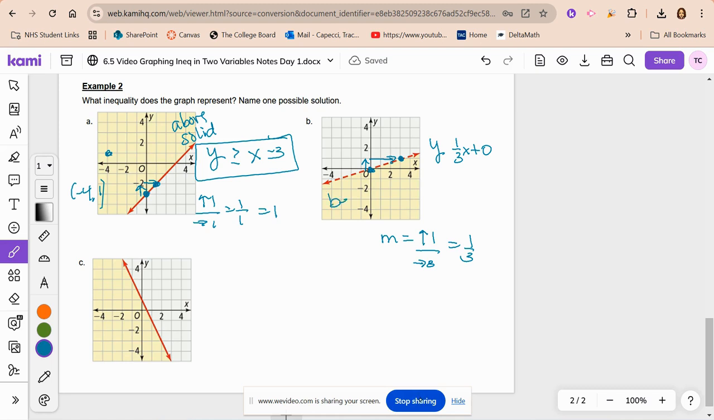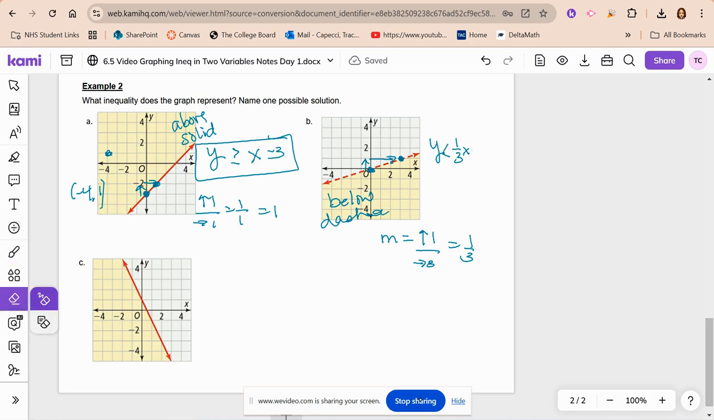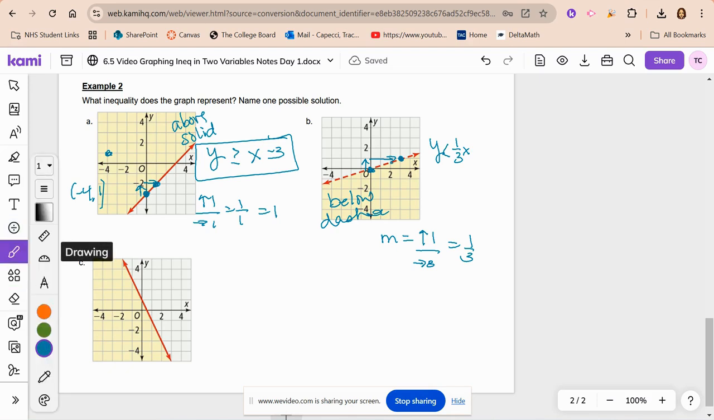And I'm shaded below, and it's dashed. So that becomes less than. Now, I don't really need that plus 0 at the end, so I'm just going to erase that. So that's what I have there. y is less than 1/3 x. And that's it.